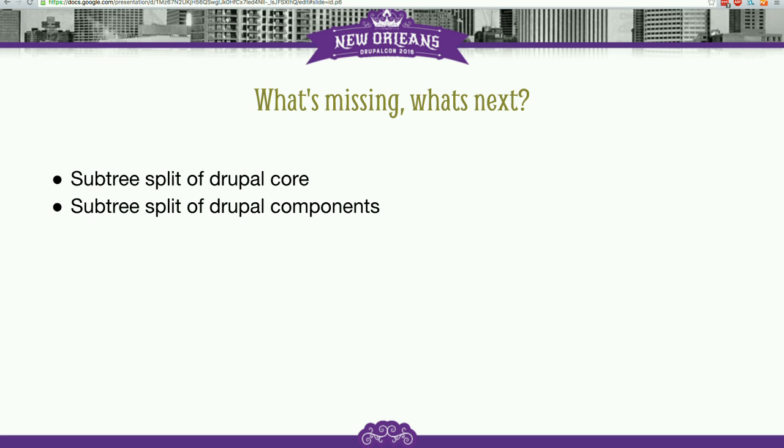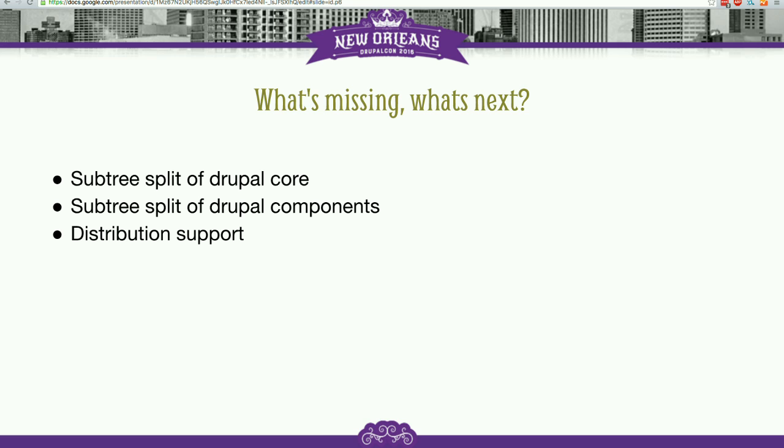Additionally, we want to have a subtree split of the Drupal components. There are several components in Drupal 8 that have a composer JSON associated with them that you should be able to use completely independently from Drupal. A good example is in Drupal CI, where we're using the plugin architecture from Drupal 8. Right now, we can't pull in that plugin architecture. We're literally copying and pasting it every once in a while to get it into our project. And we want to use it on Drupal CI.